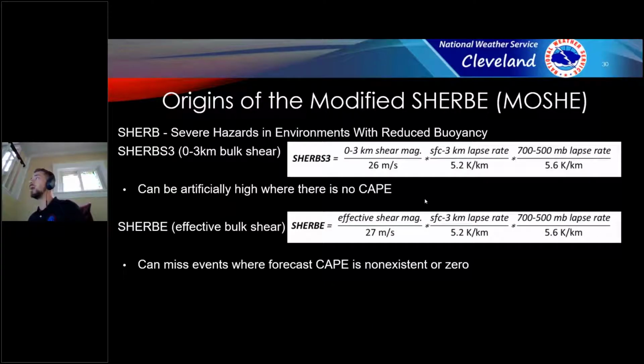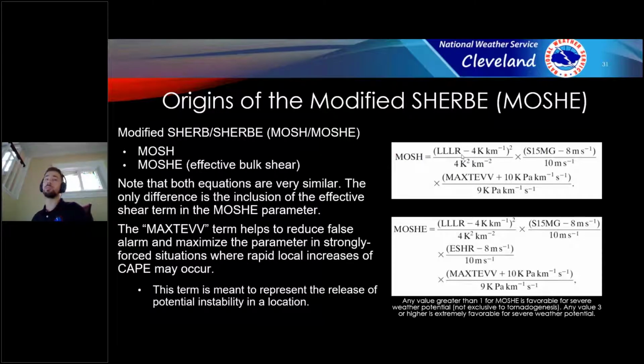So the MOSH is derived from the SHRB-E, which is the severe hazards in environments with reduced buoyancy. The SHRB-E has 2 different equations. Basically, one is 0 to 3 kilometer shear, one's effective shear. You'll see this mid-level lapse rate, 700 to 500 millibars. In the MOSH, that's actually replaced with this max TEVV term, which is like a composite max theta-E difference in the low to mid levels. In addition, instead of the 0 to 3 kilometer shear, you're now in the 0 to 1.5 kilometer shear to hone in on those lower topped events.